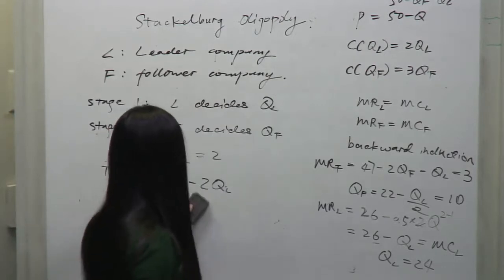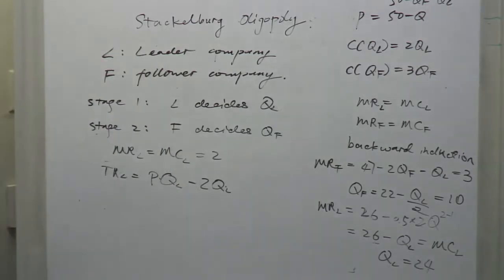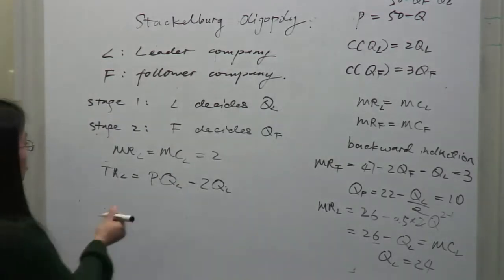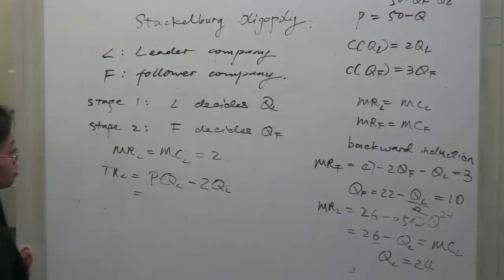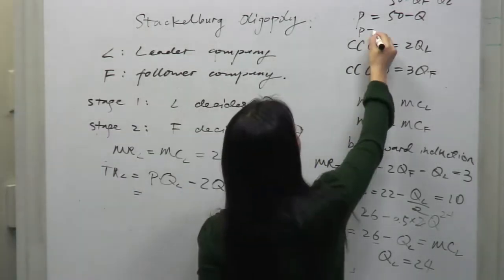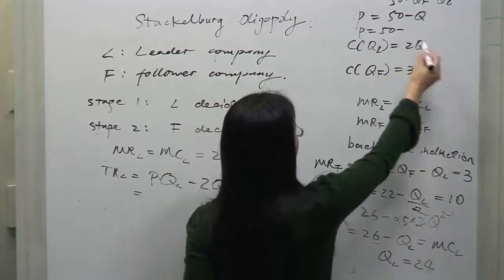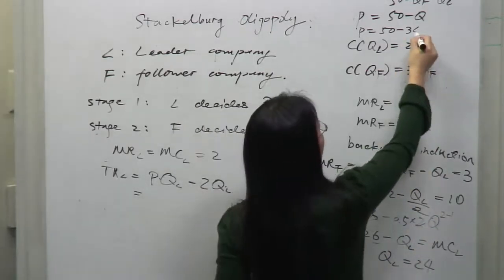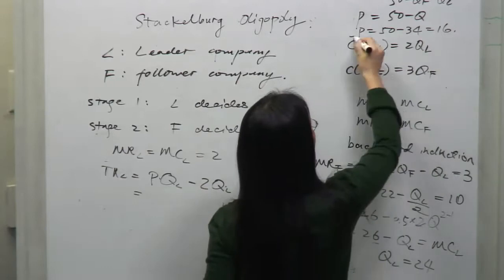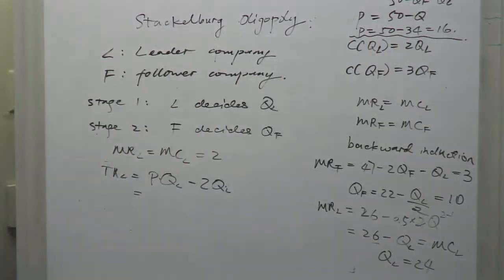Because if I don't do it here, some of you may not feel comfortable to do it at home. So let's find the leader's profit first. We have found the price, which is equal to 50 minus 34, which is 16, right? So that price is 16 already.